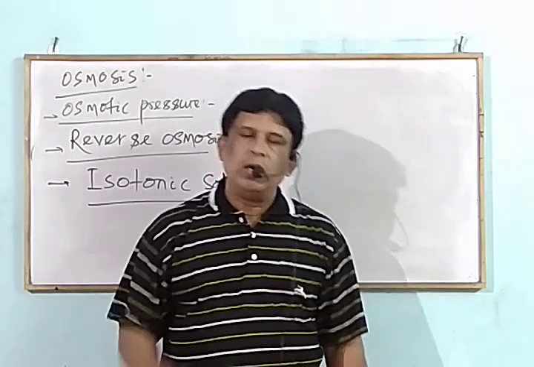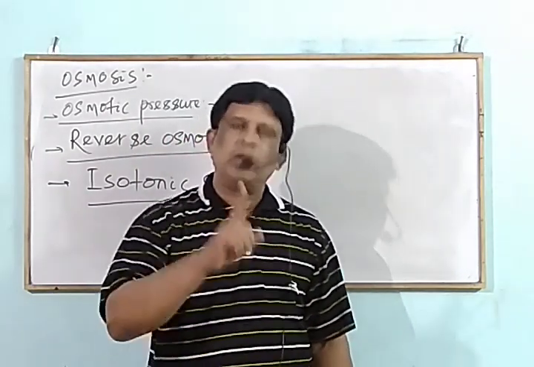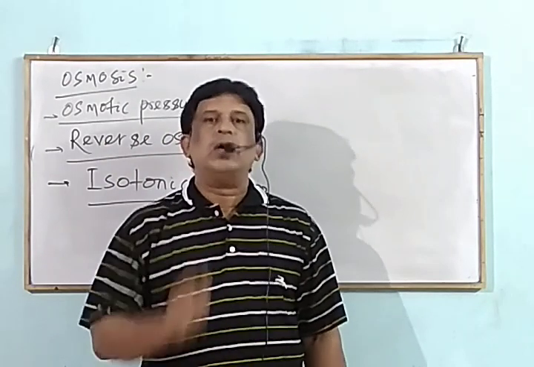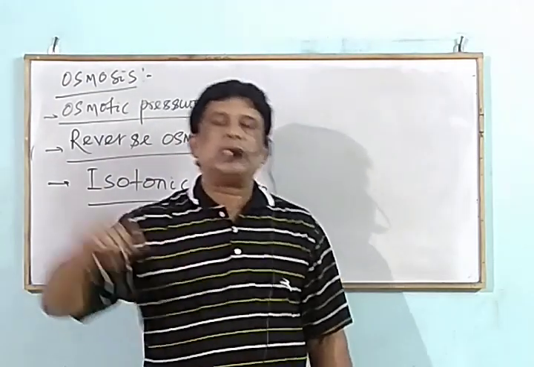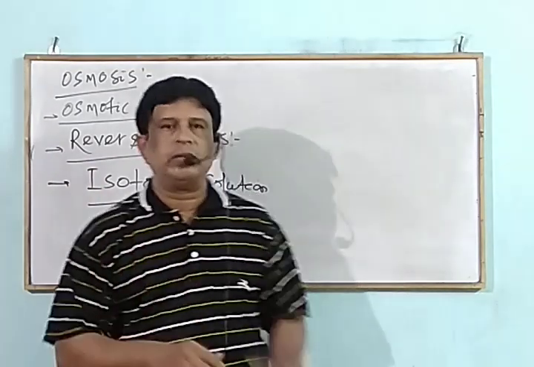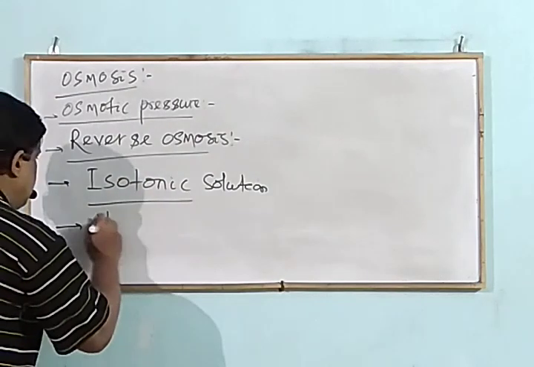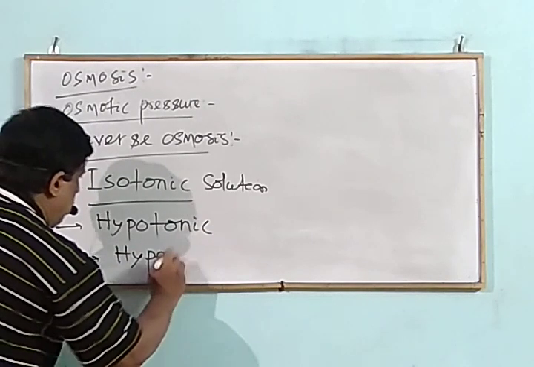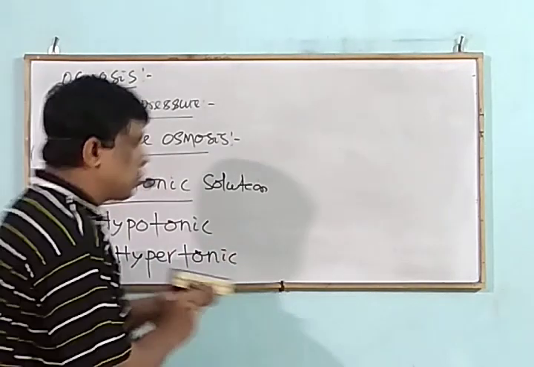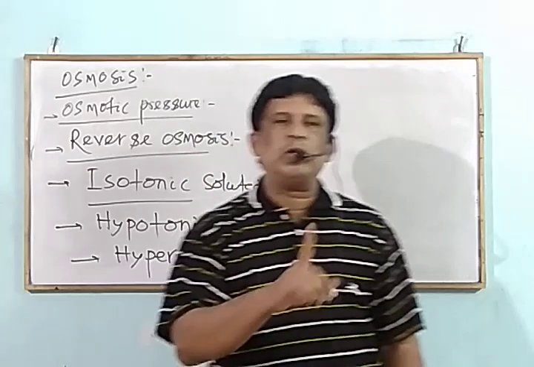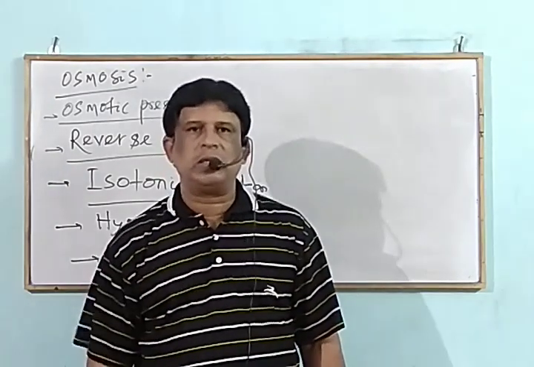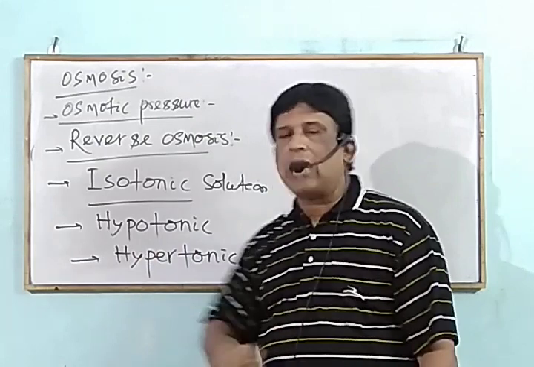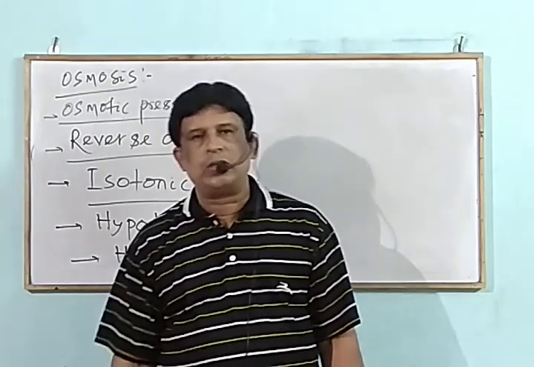If the osmotic pressure does not remain the same, then one has lower osmotic pressure and one has higher osmotic pressure. The solution possessing lower osmotic pressure is known as hypotonic, and the one possessing higher osmotic pressure is known as hypertonic. Mark that. If two solutions do not have the same osmotic pressure, the one with lower osmotic pressure is hypotonic, while the other with higher osmotic pressure is hypertonic solution.